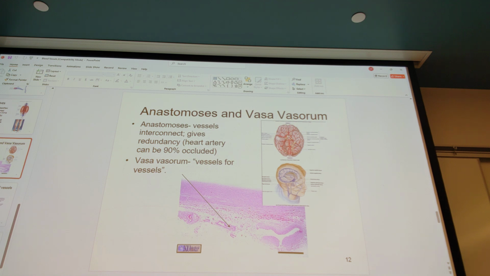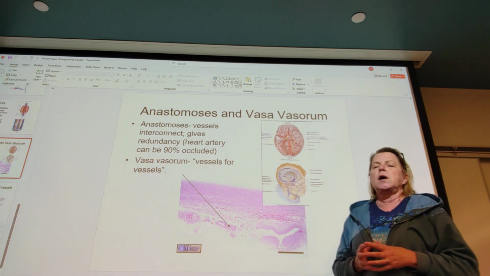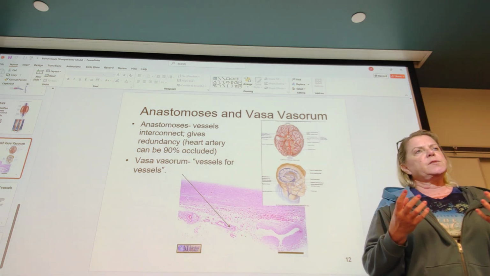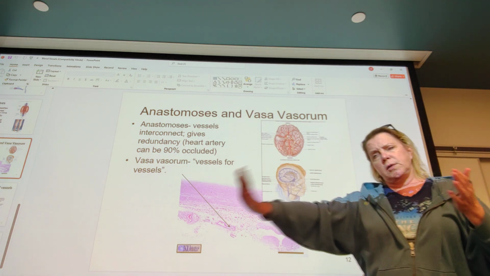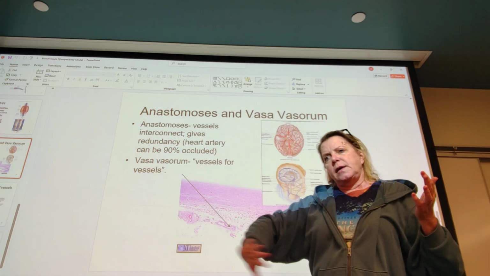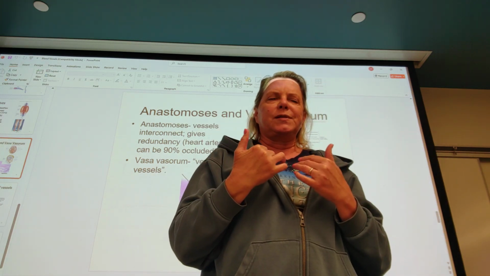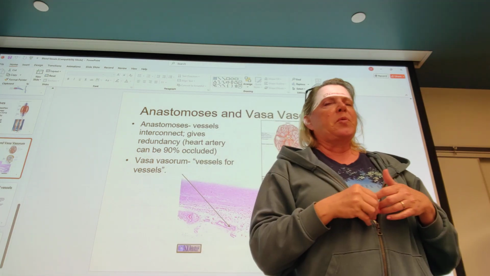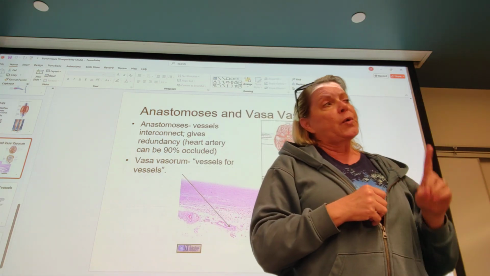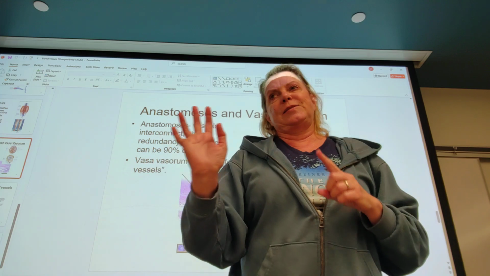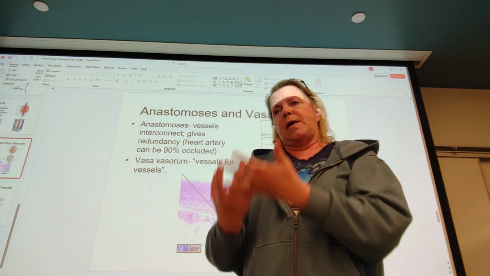Anastomoses, plural, and anastomosis, singular. Sorry, nope, strike that, wrong. Anastomoses are redundant blood vessels to serve a very important structure. I'll come back to that. Vasa vasorum, that is blood vessels for blood vessels. Why? Let's start with that one.